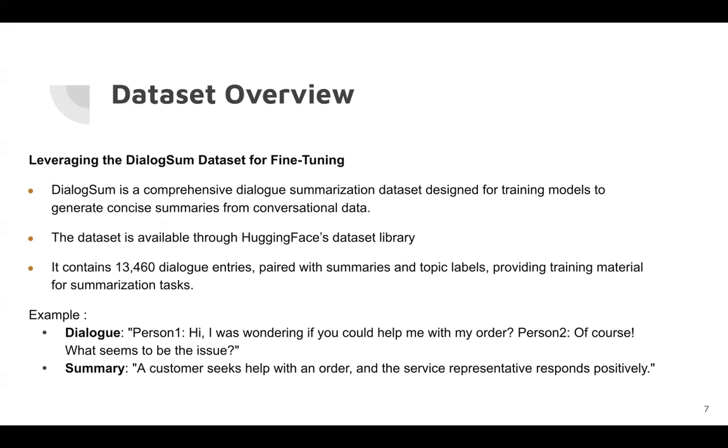An example from the dataset involves a customer service interaction. So the dialogue here we can see is person 1 asking, "Hi, I was wondering if you could help me with my order," and person 2 saying, "Of course, what seems to be the issue?" So the summary of this would be that a customer seeks help with an order and the service representative responds positively.